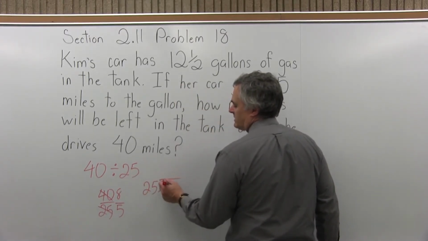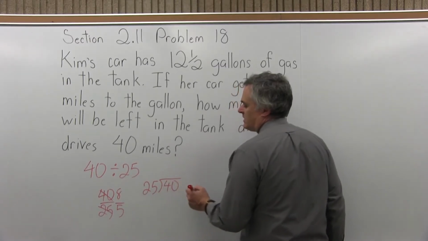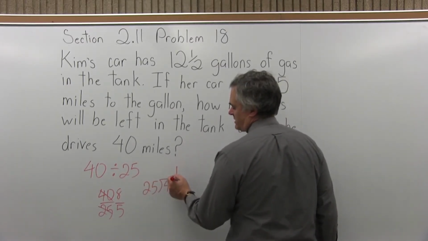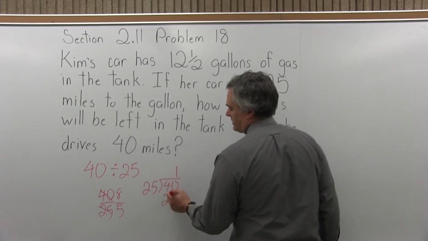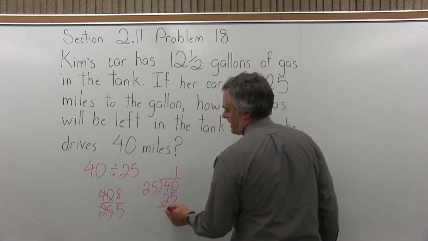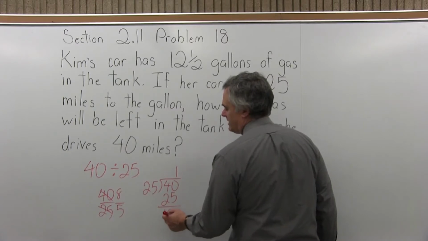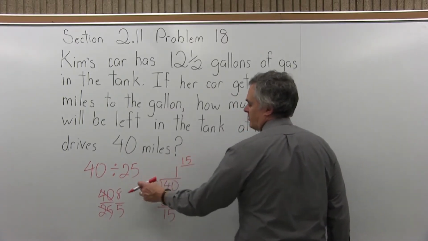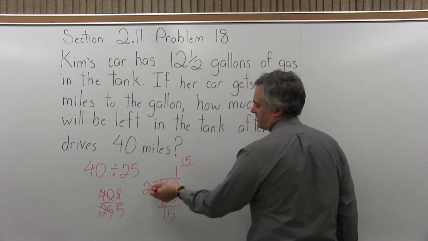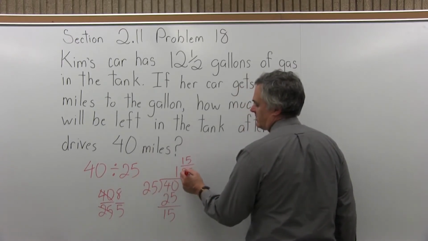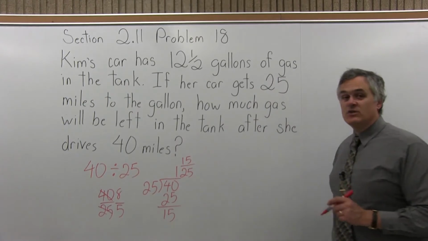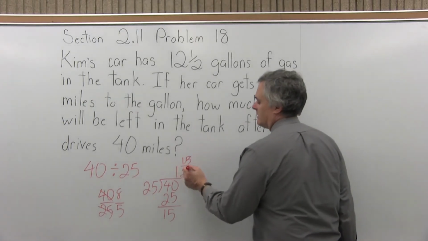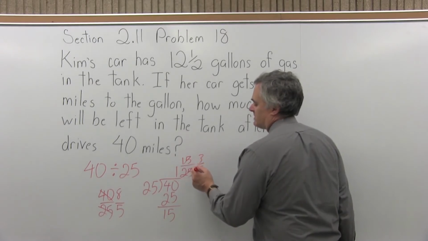25 divides into 40 how many times? It goes in once, right? Twice would be too big, it'd be 50. So 1 times 25 is 25. 40 minus 25 is 15. So the remainder is the new numerator. The number that was the denominator, or the number outside here, is the new denominator. So 1 and 15/25ths, so 15 over 25 reduces both by 5, would be 3/5.